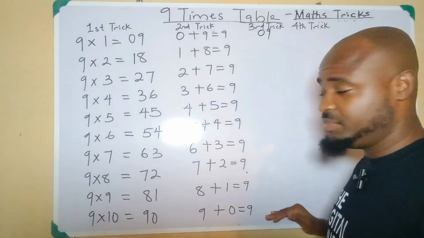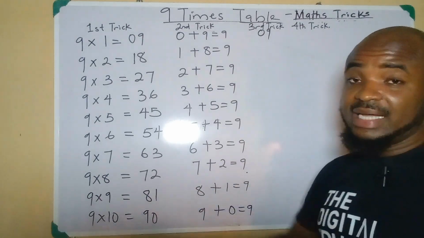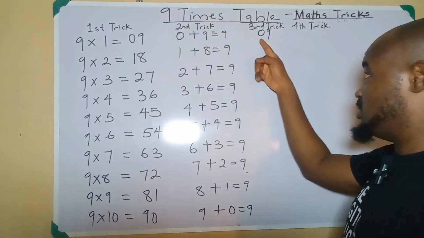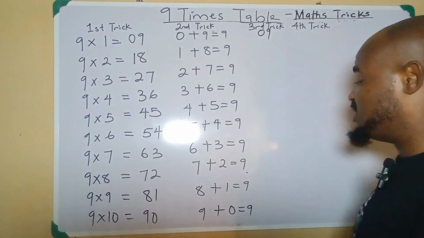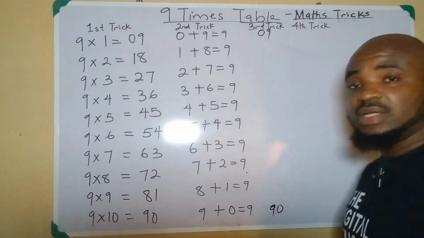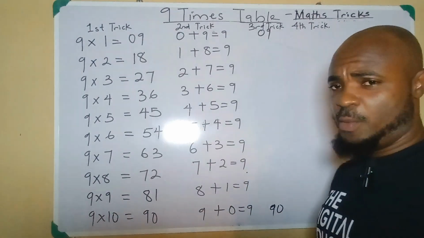Okay, then I'll come to the bottom. I'm going to come to the bottom here. 9 times 10. All I have to do is, if I want to get 9 times 10, I will reverse the digits of 9 times 1. 9 times 1 is 0, 9. So when I reverse the digit, it becomes 9 and 0. And that automatically gives me the same answer I got here. So let's take another one again. I hope you're following me, right?